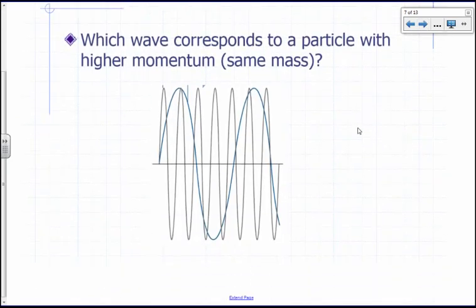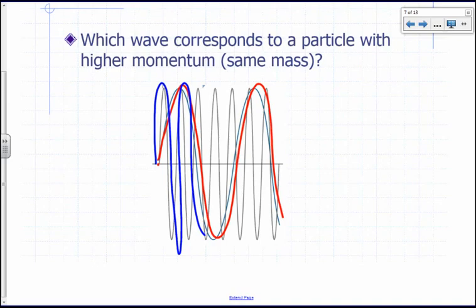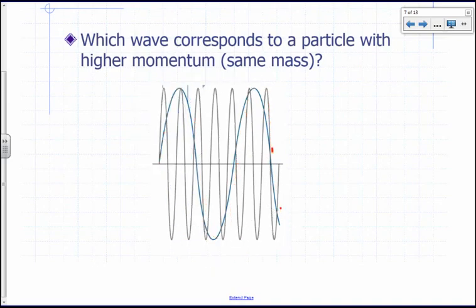Okay, let's take a look at this one. Which of these two waves do you think represents a particle with a higher momentum? Assume the two particles have the same mass. Which particle would have a higher momentum? The one that has this wave right here, or the particle that's associated with this wave right here, the other one? Which? So let's call this A, and let's call this one B.